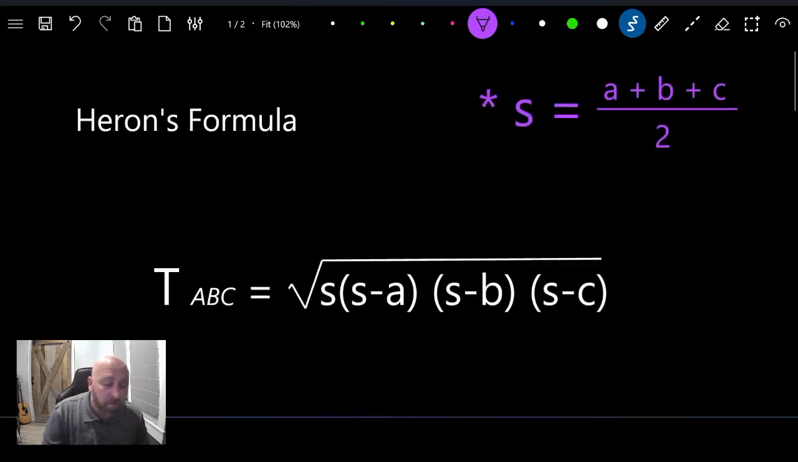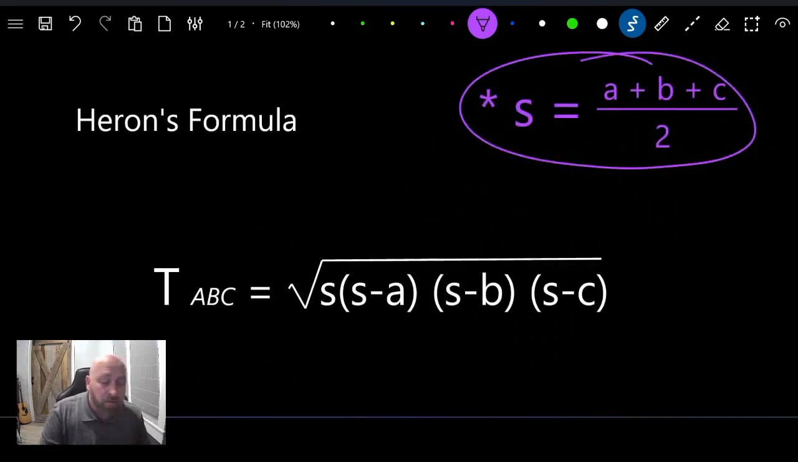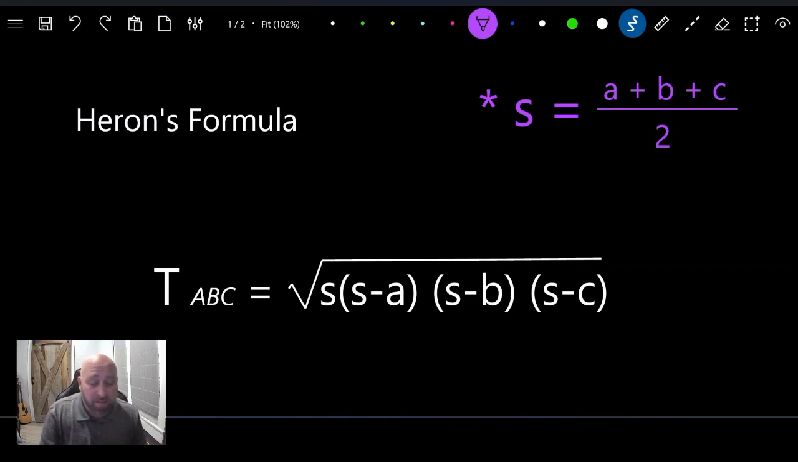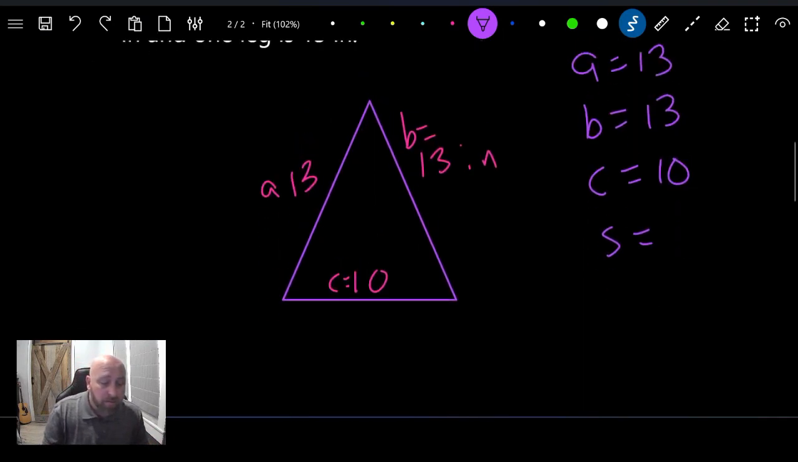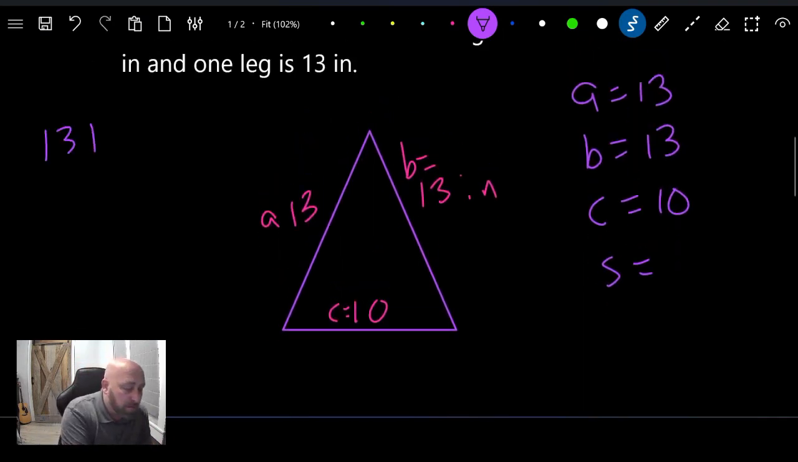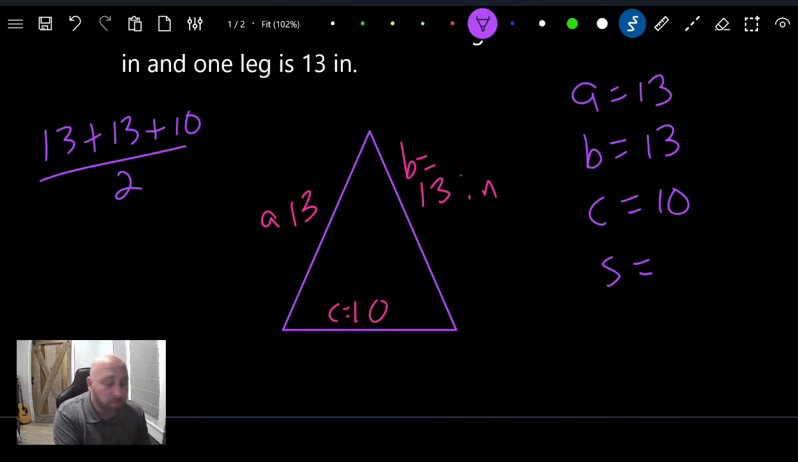So go back up here to your little formula. What does S equal? S equals A plus B plus C divided by 2. So let's go ahead and do that. So 13 plus 13 plus 10 divided by 2. 13 plus 13 is 26, plus 10 is 36. 36 divided by 2 is 18. So S is going to equal 18.